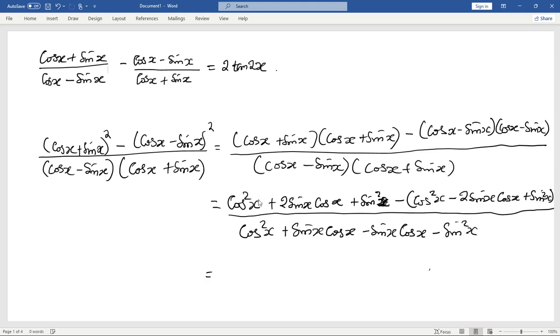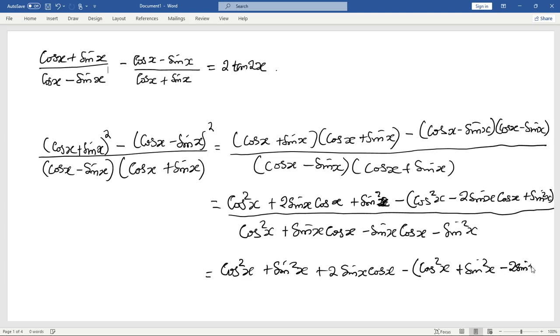Now here you notice that, let me just write this step. So cos squared x plus sin squared x plus 2 sin x cos x. Then this side we have minus, cos squared x plus sin squared x minus 2 sin x cos x. Then we divide everything by what we have below.